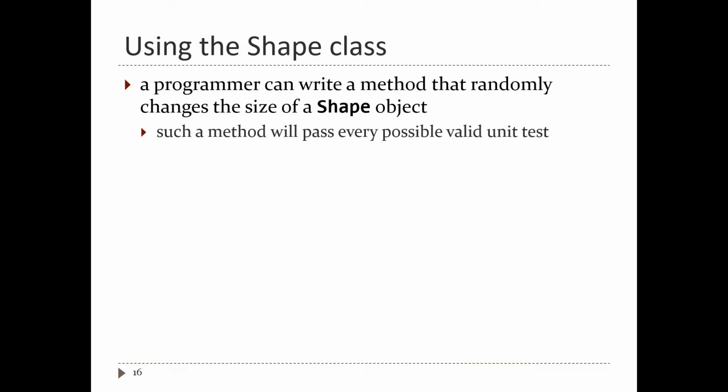Okay, so using the shape class, a programmer can look at the documentation for the class and its methods, and they can produce a method that randomly changes the size of a shape object, right? Furthermore, when they write the method, that method will pass every possible valid unit test, right? So in other words, the method as it's written is correct.